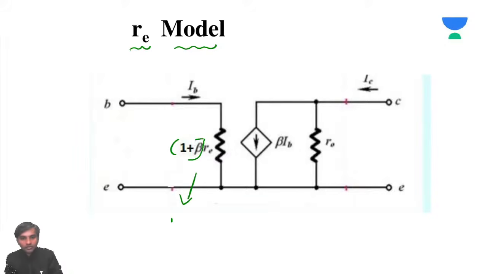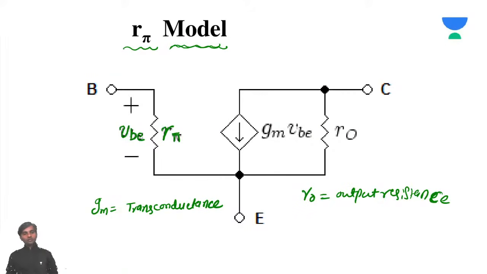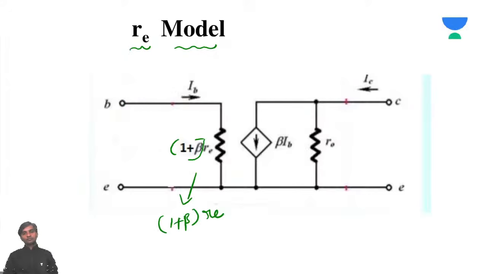I mean to say this is 1 plus beta into RE, sir. So it is the same as the previous R pi model. If you look at the R pi model, it is this. If you want to redraw it like this, you have the emitter here, same resistance, same current source, same output resistance. But here we have beta into VB, whereas there we had GM into VBE.